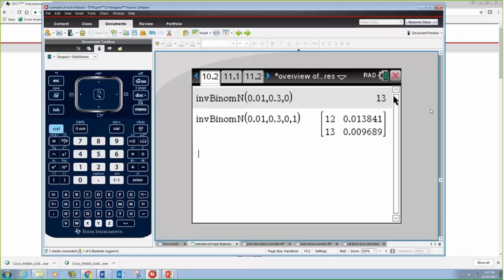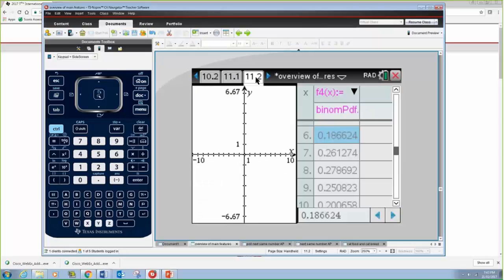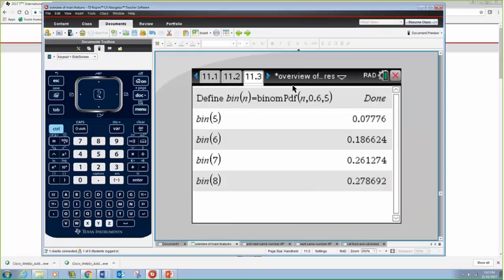Again, those things can be done slightly differently. So what I will have a look at now, it's again Harry shoots 10 arrows with probability of 0.6. All shots are independent. What's the minimum number of shots needed for the probability of Harry hitting the target exactly 5 times to be more than 0.25? So what we can do here, we can actually enter the function in the graph screen, but I might start with looking at this screen.